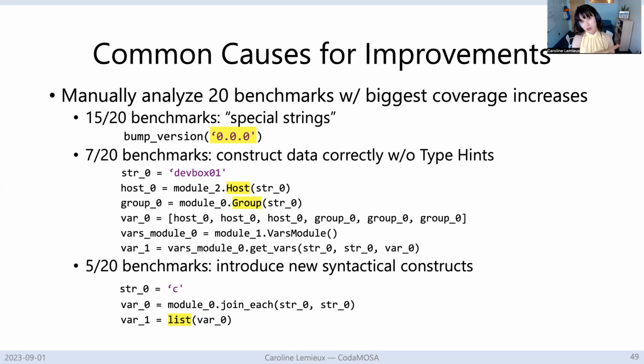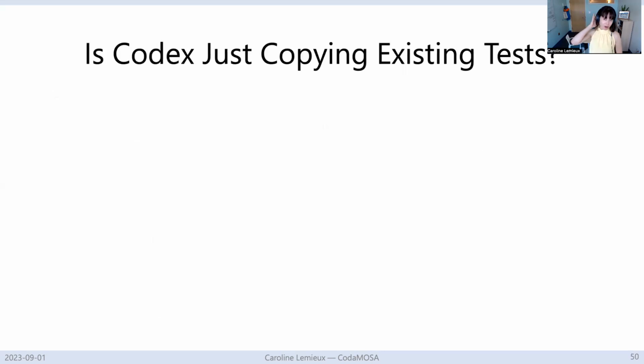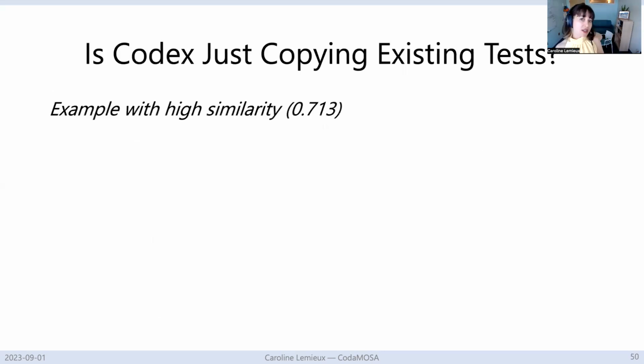So that's the common causes for improvements. I also look at common causes for not improvements in the paper. And the other thing I wanted to touch on is just this question about whether Codex is copying tests. And the answer is, well, sometimes, because here's one example. This is an example where there was high similarity, where I'm measuring similarity as normalized edit distance.